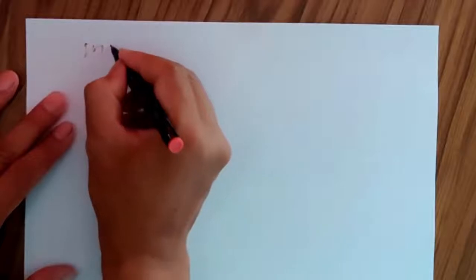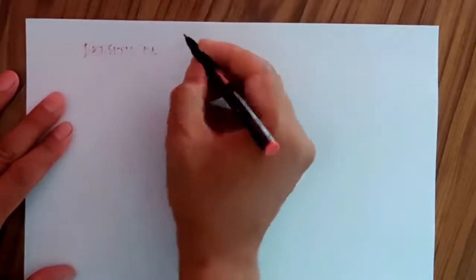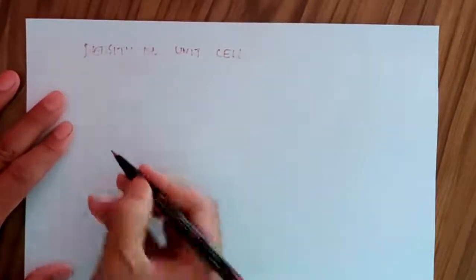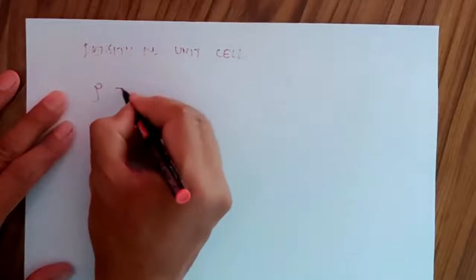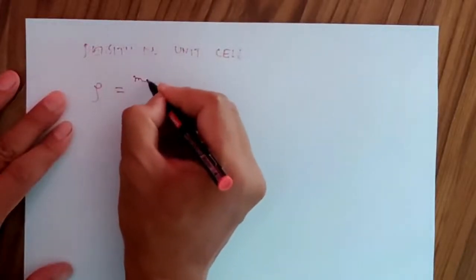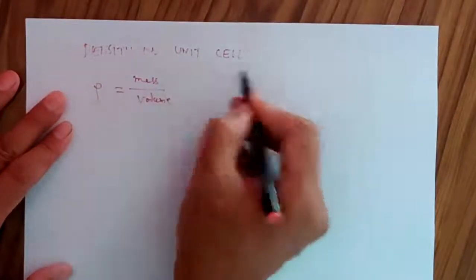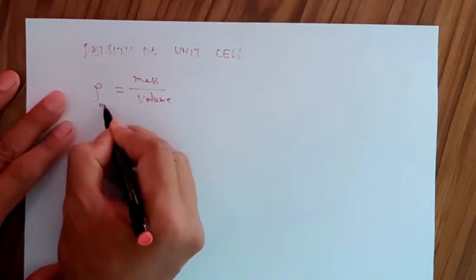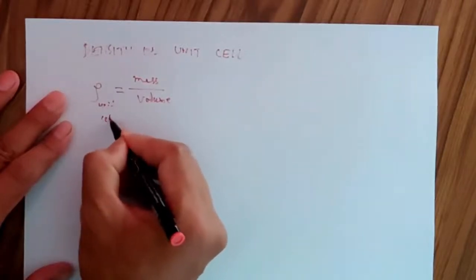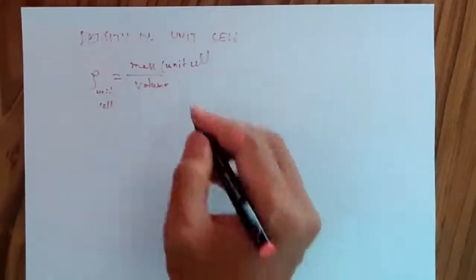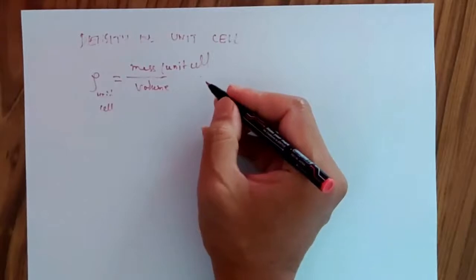Next, the density of unit cell. It is given by rho. The normal definition of density is mass per unit volume, but here we are dealing with the unit cell. So rho of unit cell is mass of unit cell divided by volume of unit cell.